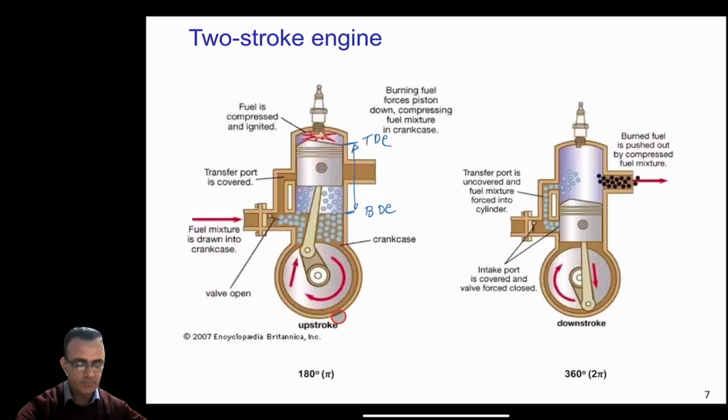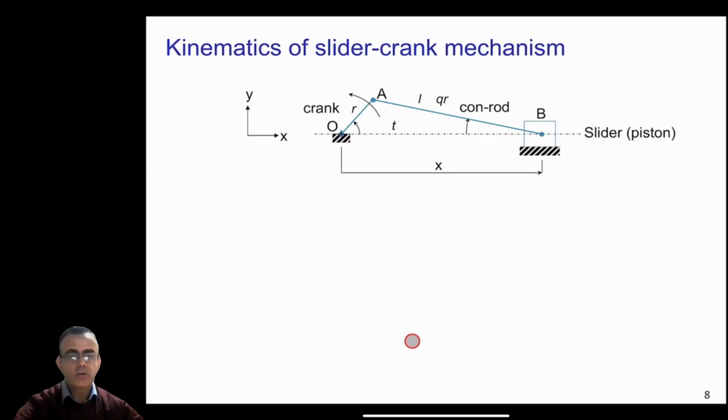And again you can see that in this stroke, in the upstroke, the crankshaft is moving through 180 degrees or pi radians, and in the full cycle it's rotating through 360 degrees or 2 pi radians. This means that for the two-stroke engine, you need only one complete revolution of the crankshaft to complete the full cycle.